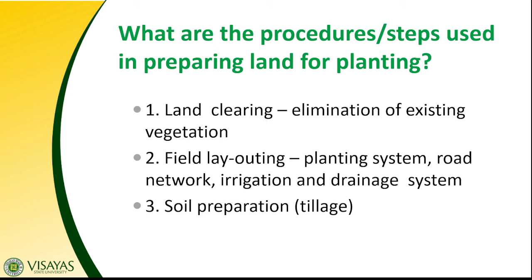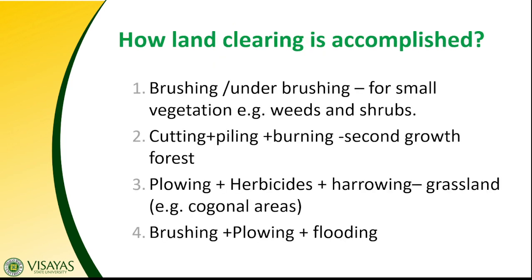And what are the procedures or steps used in preparing land for planting? The first one is land clearing. This is actually elimination of existing vegetation, usually done by underbrushing, kanang pagharas. Then the next is field layouting. We consider here the planting systems to be used and suited for the crops, the road network, irrigation and drainage system, and of course the soil preparation, considering the tillage.